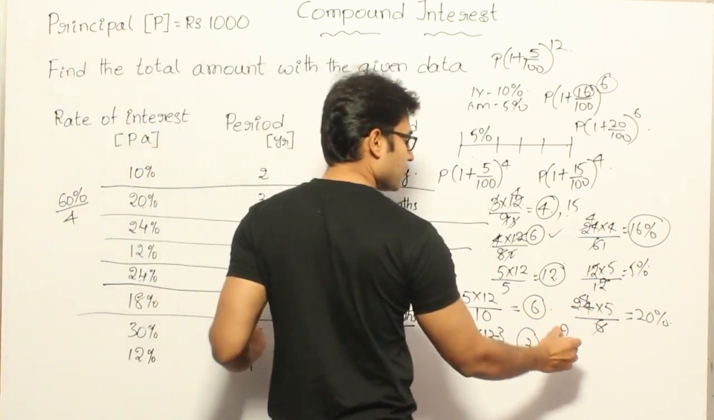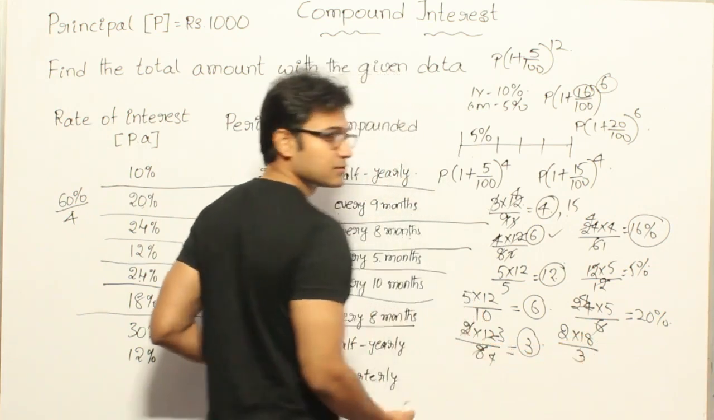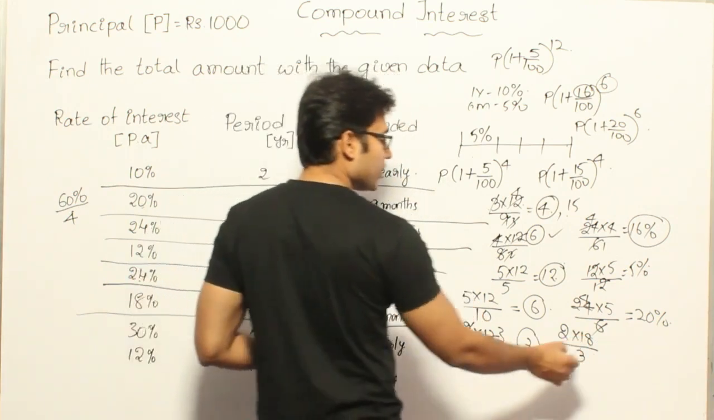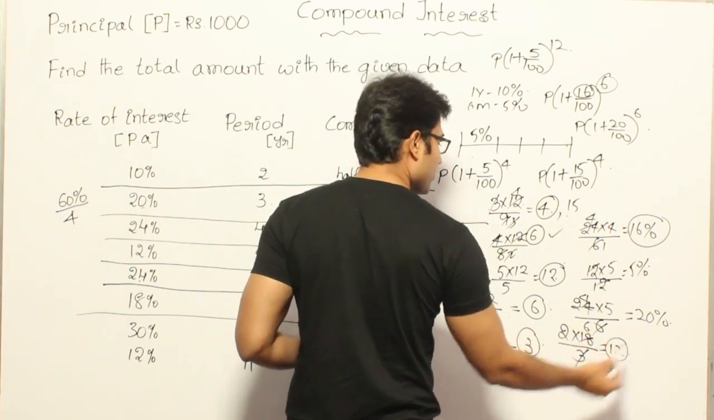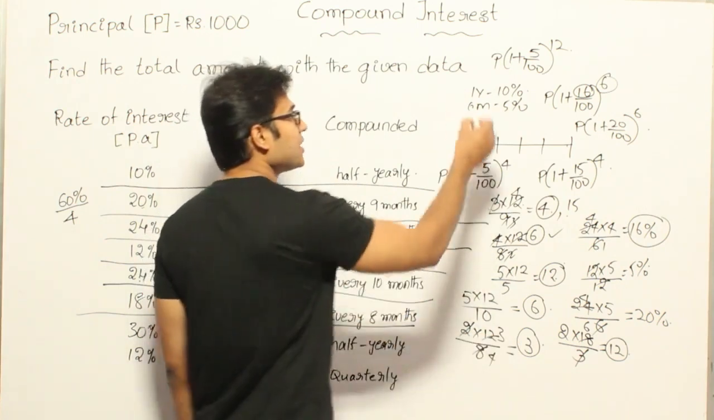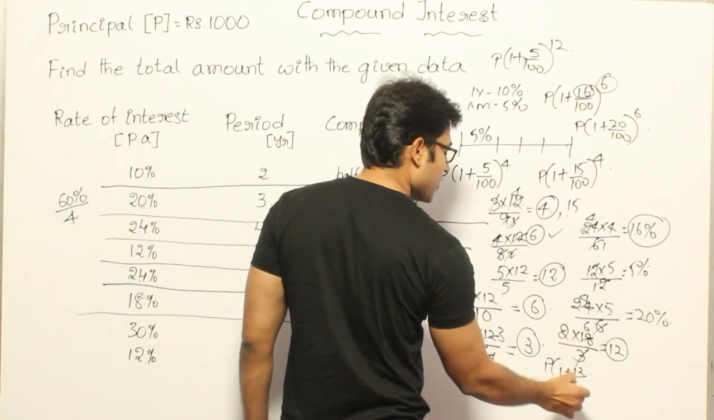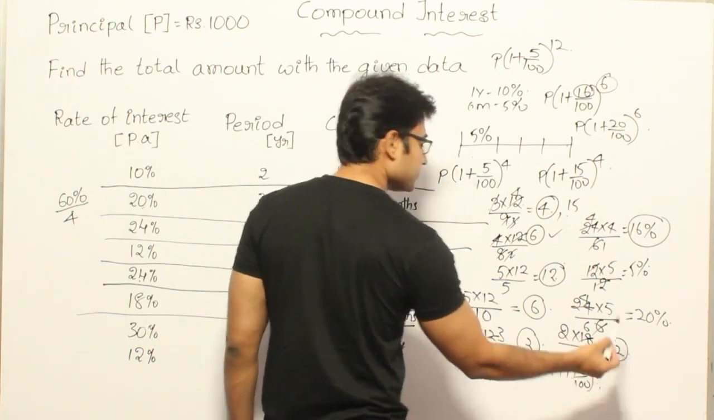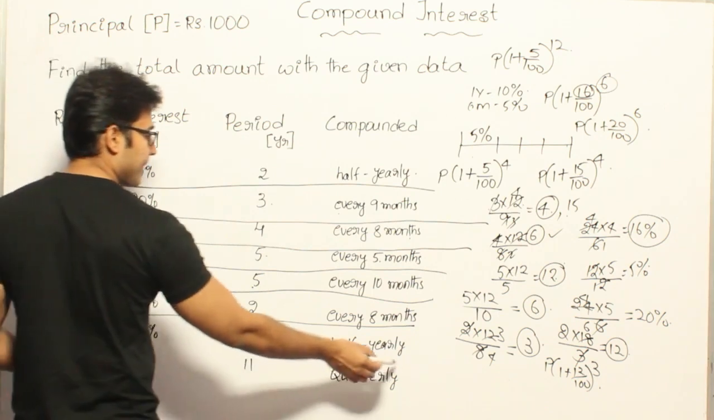This is the total rate for 2 years, right? Now you have to divide it into 3 parts. Got it? Now what do you get? 3 ones, 3 sixes. Therefore it is going to be 12. So 12% is the rate of interest per slot, and the number of slots is 3. So what is the answer? P into (1 plus 12/100) whole power 3. Got it? Okay, next one is this one.